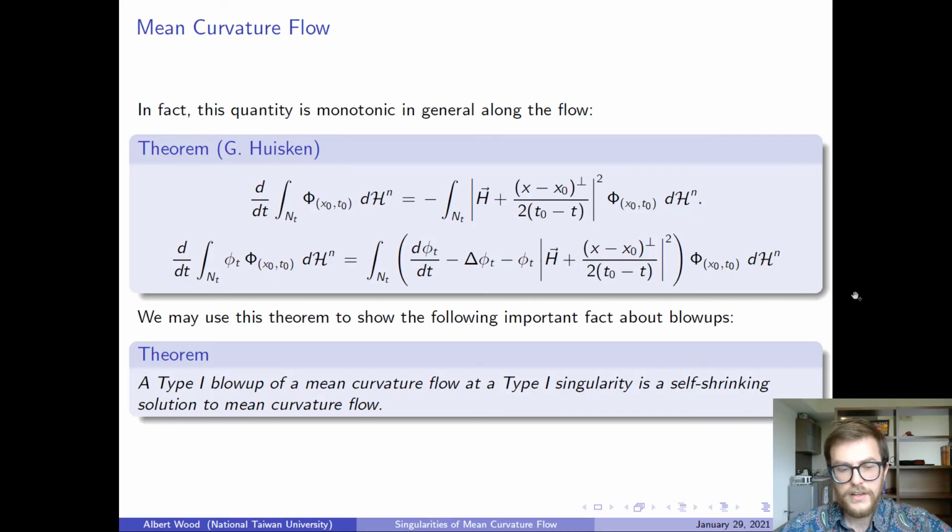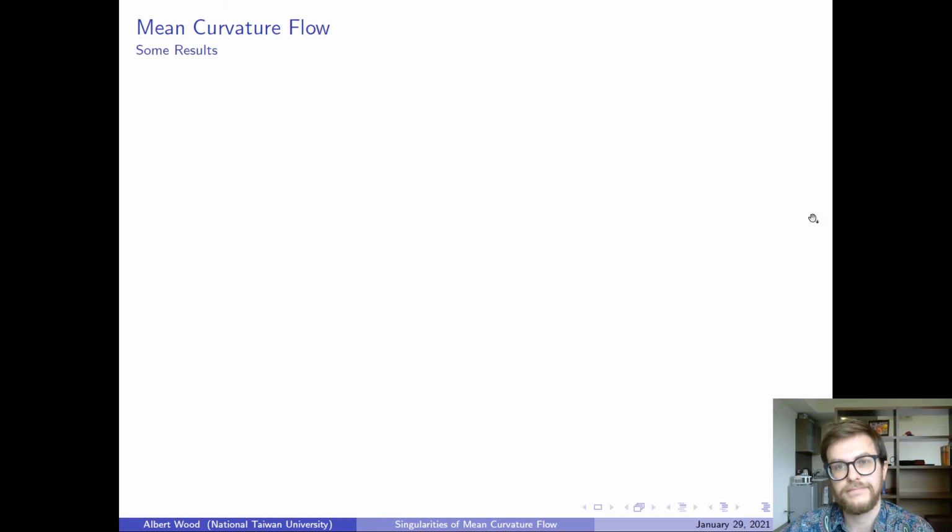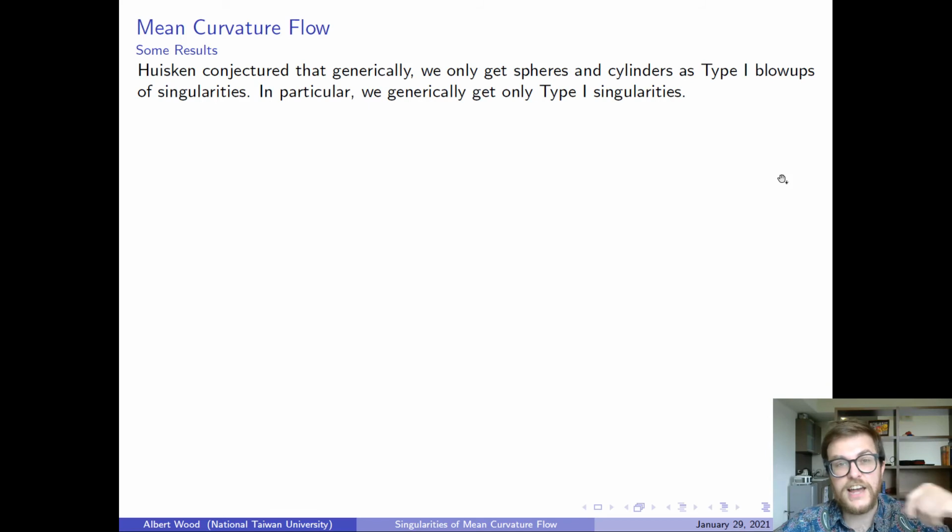Okay, so this tells us that actually there aren't very many singularity models. There are just as many singularity models as there are self-similar shrinkers, sorry, for type 1 blow-ups. So here are some more results. Huisken conjectured actually that generically we only get spheres and cylinders as type 1 blow-ups of singularities. I didn't mention any other examples of self-similar shrinkers, but there are in fact many more.